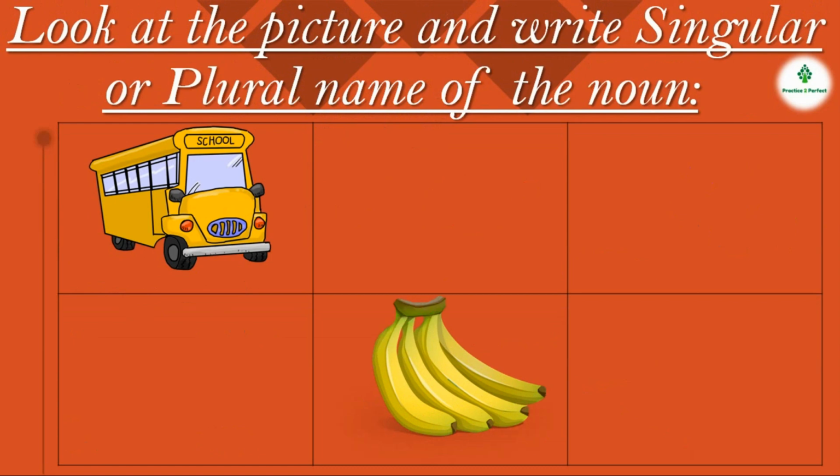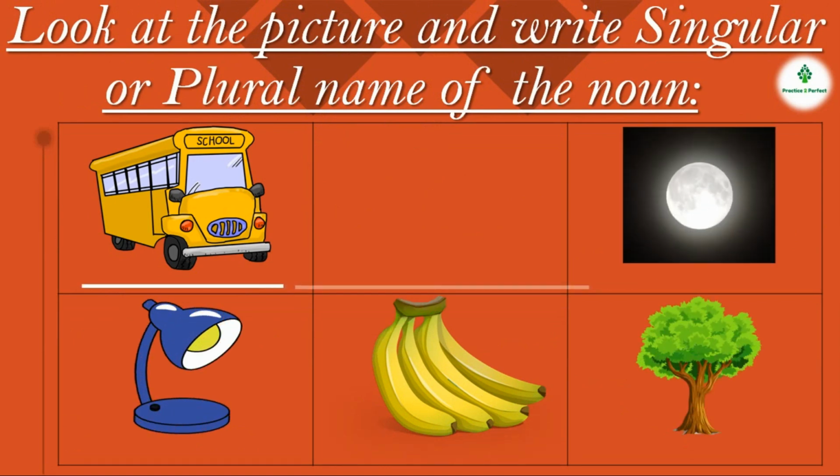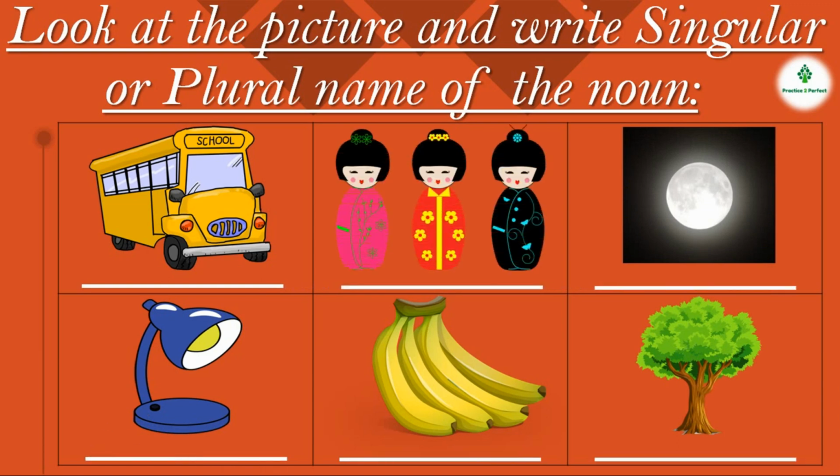This is the last question. Here, if the noun is singular, write its singular name, and if it is plural, write its plural name. Like the first picture you see is of one bus. So you will write bus for the first picture.